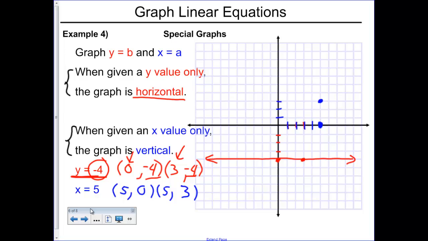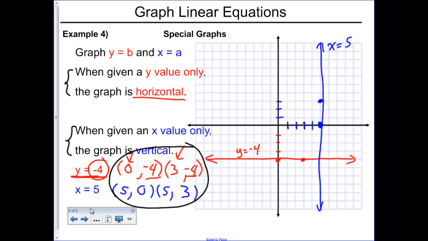And the only way you can draw a straight line between those 2 points would be to draw a vertical line. So this is the graph of x equals 5. And the other one over here is the graph of y equals -4. That's a common mistake made by algebra students. The best thing to do is just memorize it or understand what was explained right here.